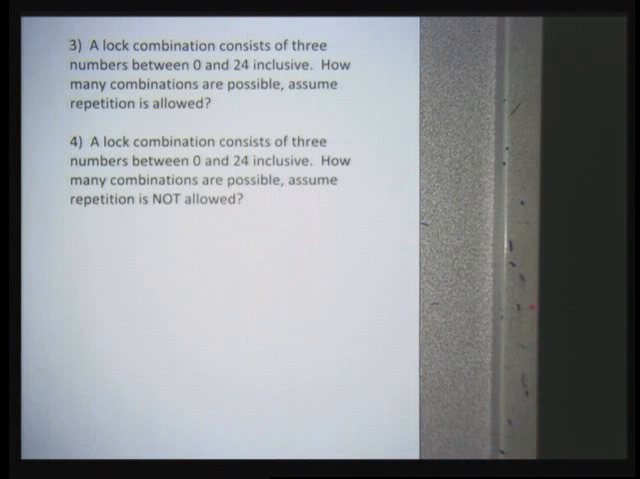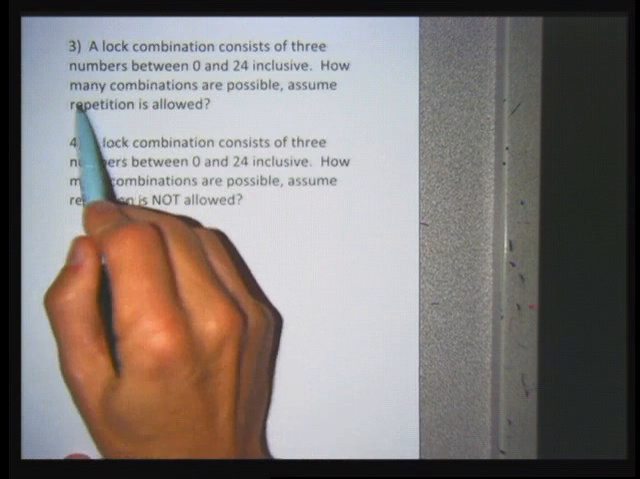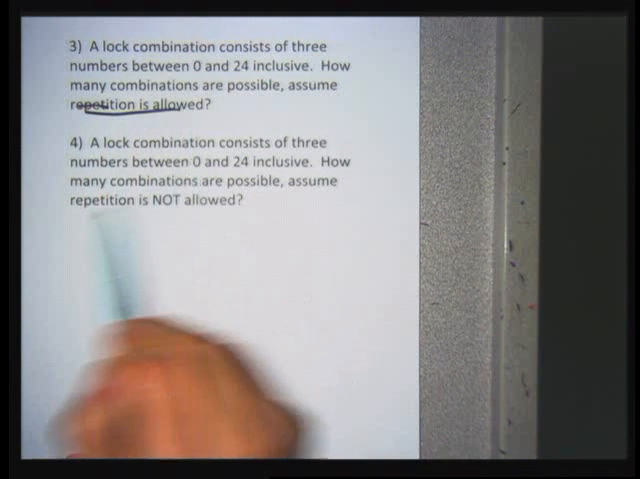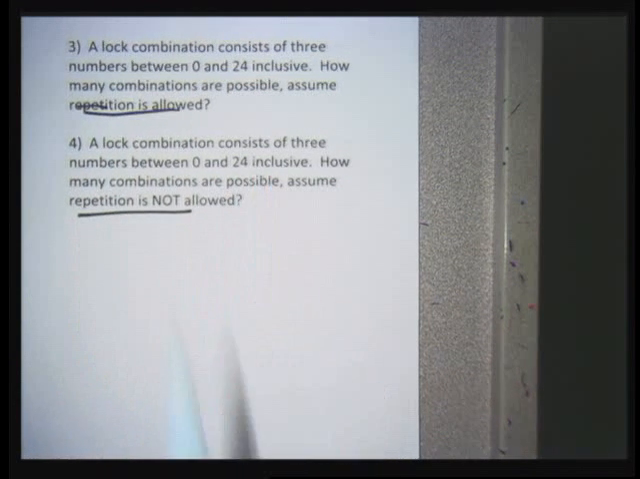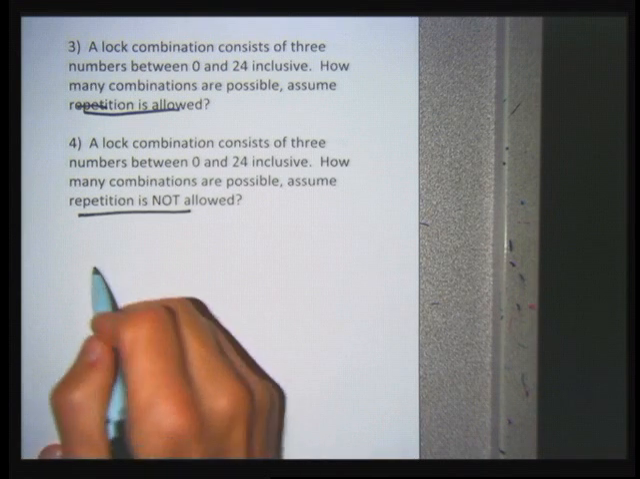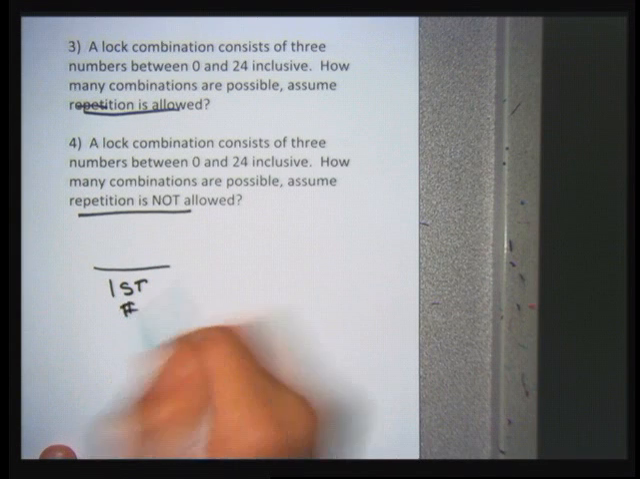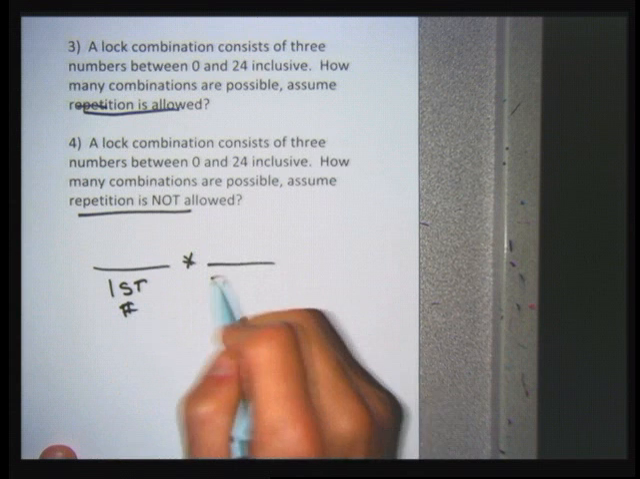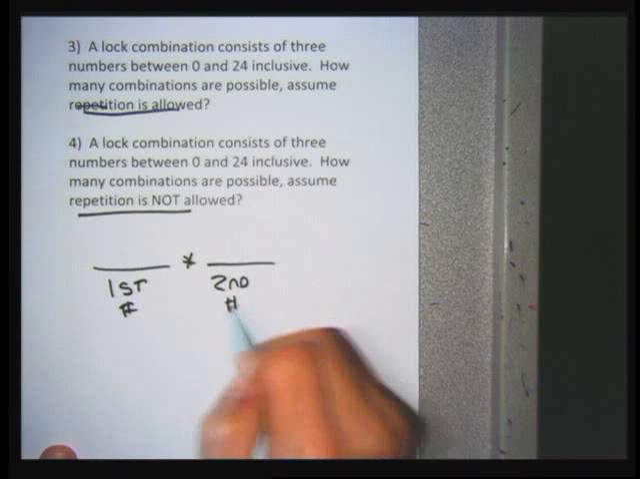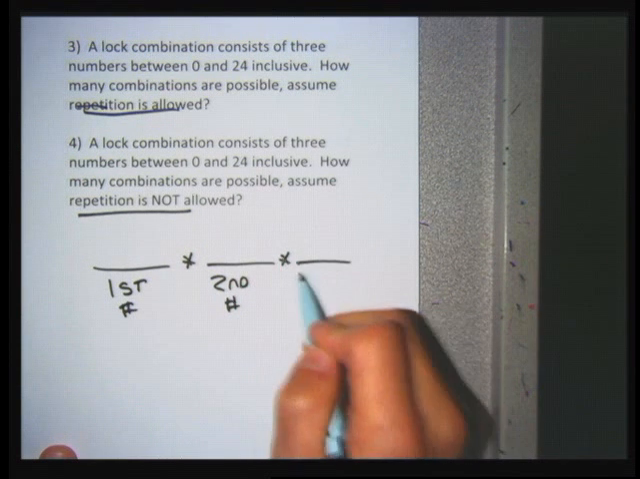All right, so our problems for 3 and 4 are essentially the same, except in your problem, you're allowed to repeat using a number. In my problem, I'm not allowed to repeat using a number. So we have a locker combination for both of us in problems 3 and 4, and it has 3 numbers. So I'm going to pick my first number, my second number, and then my third number.